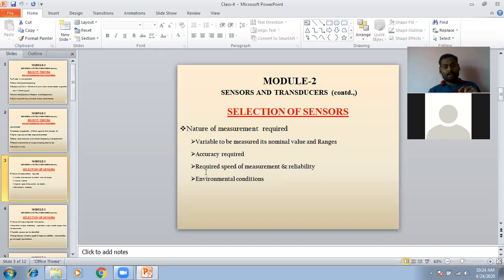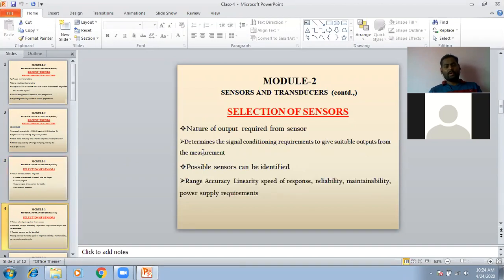What kind of speed I need in my sensors, what the reliability is, and how these sensors will act according to the environmental conditions. These all come under the nature of the measurement required. The next point is the nature of the output required from the sensor. We have different kinds of output, that is, analog output or digital output.